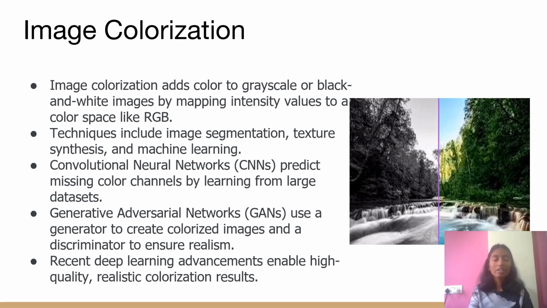Basically, the generator is trying to fool the discriminator, and the discriminator is trying to know whether the generator is generating fake images or not. With recent advancements in deep learning, we now achieve high quality, realistic image results, making colorized images useful in fields like media restoration, SAR image colorization, etc.